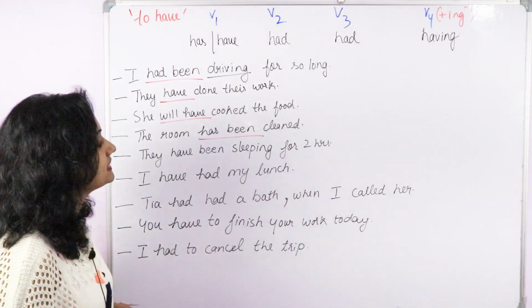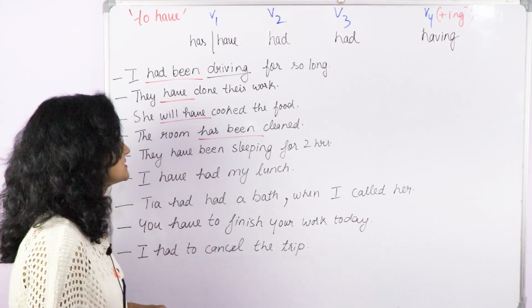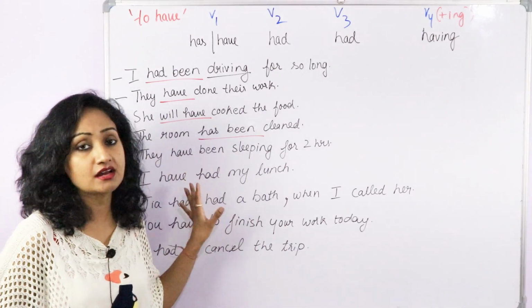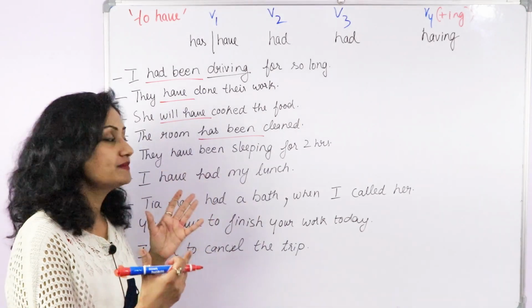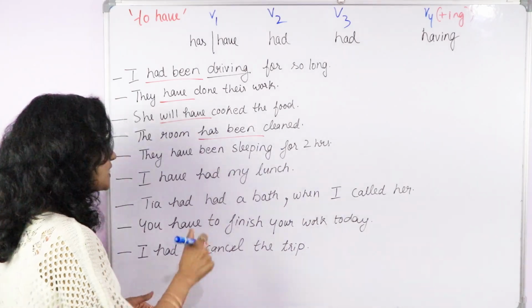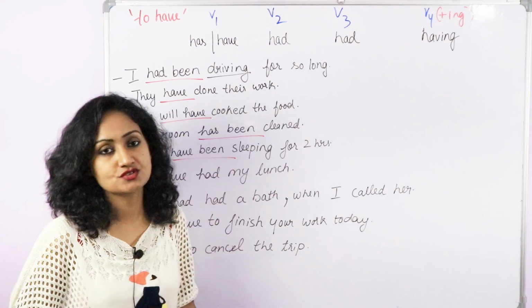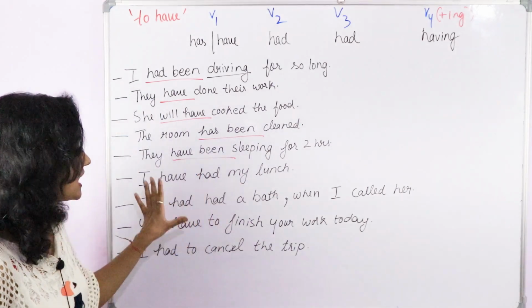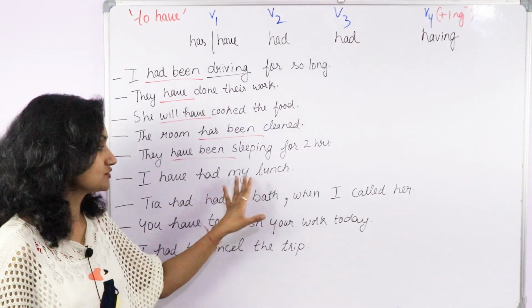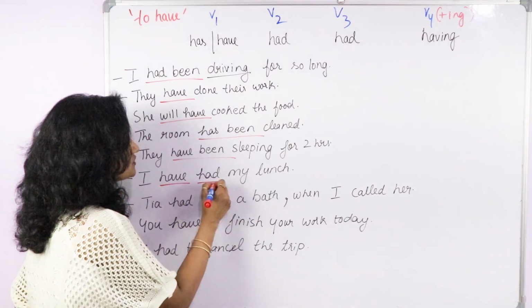Next is they have been sleeping for 2 hours. This is present perfect continuous. They have been sleeping for 2 hours. Again helping verb. I have had my lunch. Now look at this sentence. I have had my lunch. So have and had together.